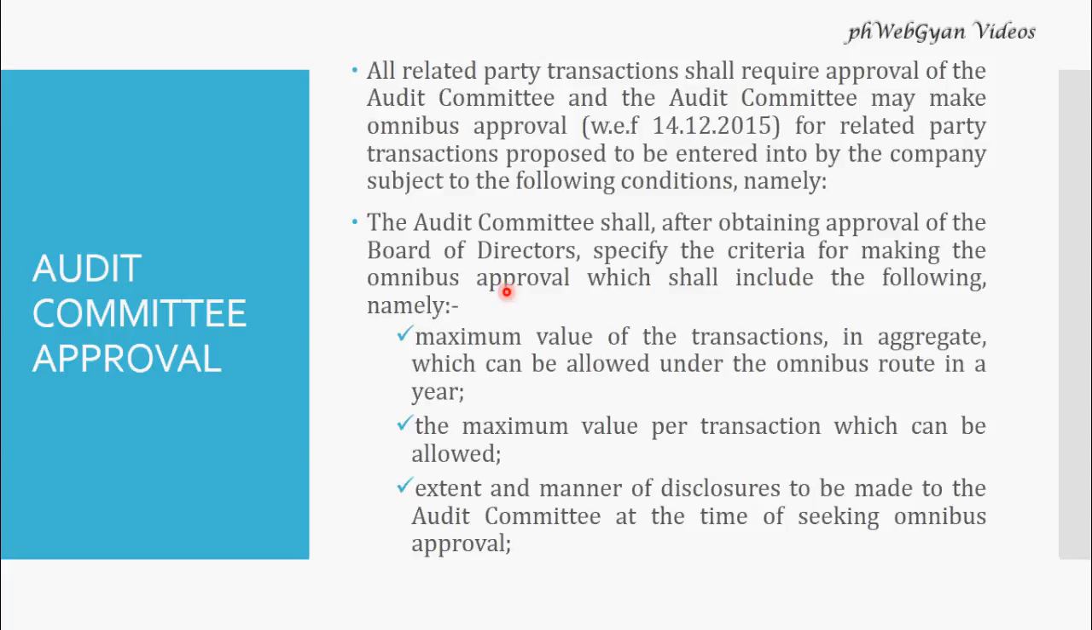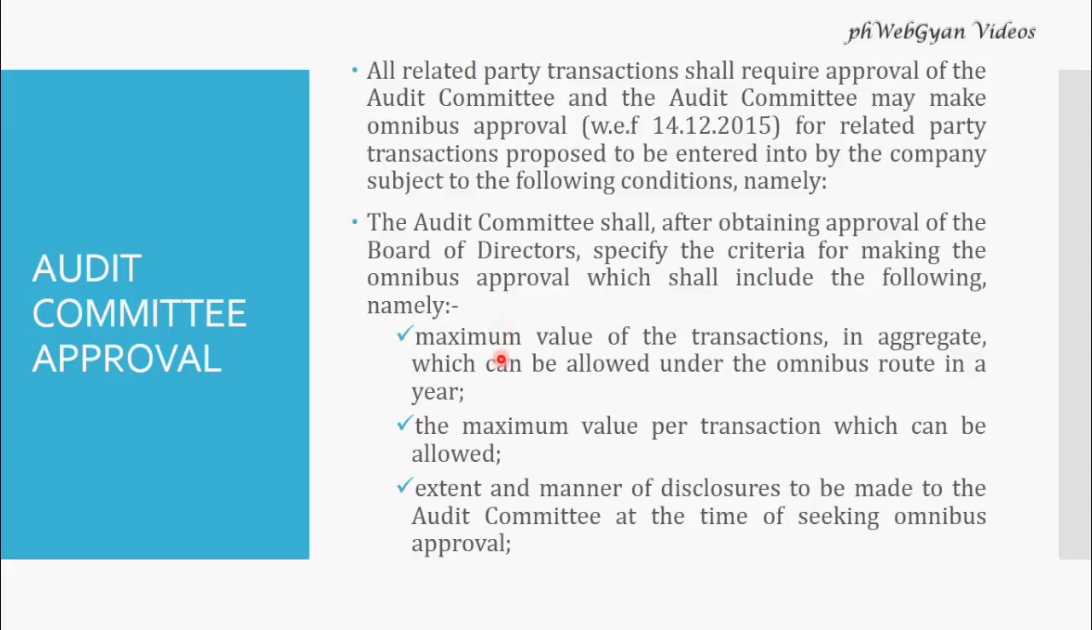However, certain conditions are to be fulfilled. What are those conditions? Let us see. The audit committee shall, after obtaining the approval of the board of directors. So the first criterion is that board approval is required. Then it has to specify the criteria for making the omnibus approval. Why is it giving the omnibus approval? And if it is giving the omnibus approval, then the following points are to be disclosed. It has to keep these in mind.